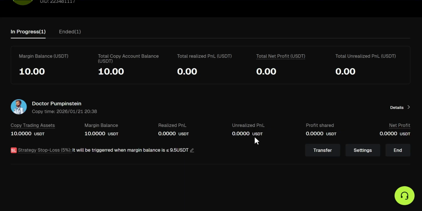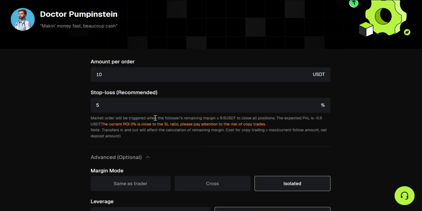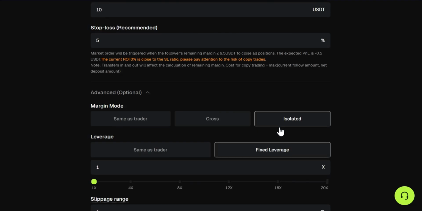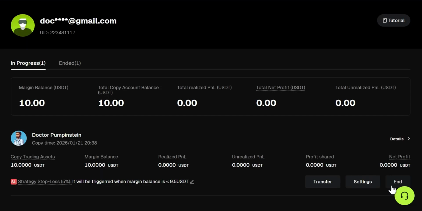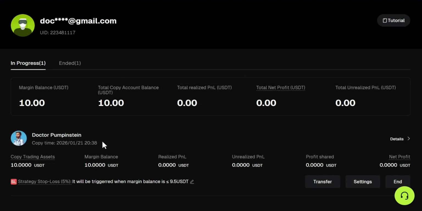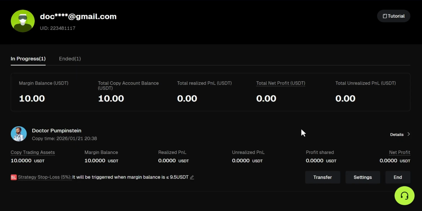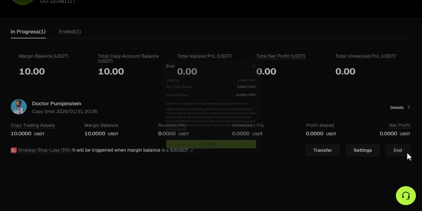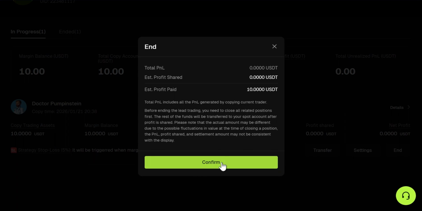On the Trader tab, you can edit settings at any time by clicking on Settings. You can adjust your stop loss, margin mode, and leverage. You can also unfollow a trader completely if their performance starts declining. I recommend checking your copy trades at least once a day, especially in volatile market conditions. If you see a trader's strategy changing or their drawdown increasing significantly, don't be afraid to stop copying them and find someone else.